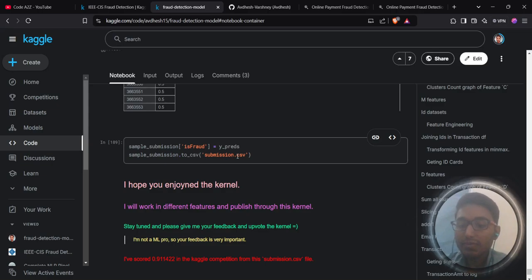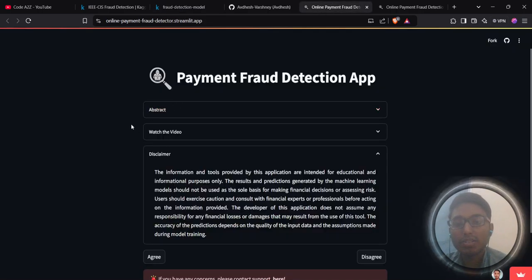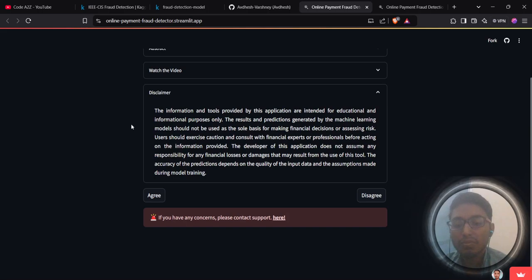Finally, once I had built and worked through the whole model, I built an interactive app using Streamlit, which is an open-source Python library. This app allows users to input transaction details and get real-time fraud detection predictions. Deploying this app was fun, because it made the project accessible to anyone with an internet connection.